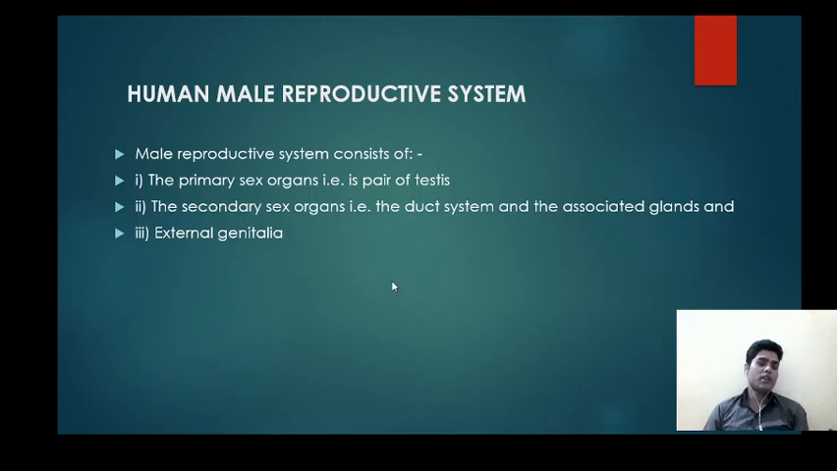Now the second is the secondary sex organs. These are those organs which are basically associated with the transfer of gametes or the production of certain hormones which are responsible for the movement of the gametes from the primary sex organ to the site of fertilization, and the associated glands are responsible for providing proper orientation and nourishment to the spermatozoa. And the last part is external genitalia.